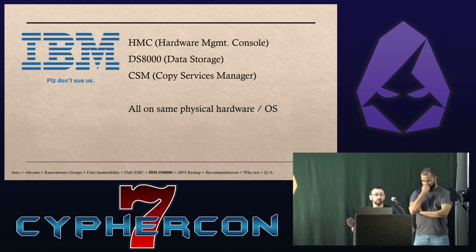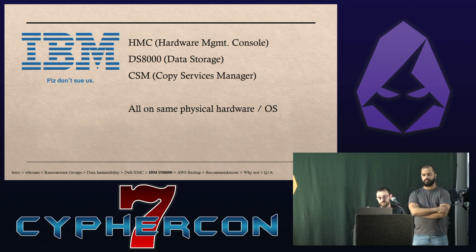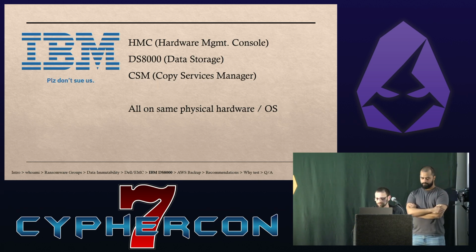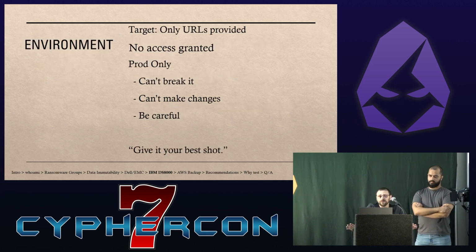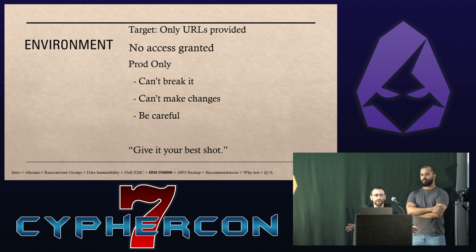Our next solution was IBM. The IBM system is DS8000, runs on a huge appliance called the DS8000 solution, but it's made up primarily of these three applications: HMC, DS8000, the application itself, and CSM. They're all on the same physical hardware, and they run the same underlying operating system, probably Red Hat of some sort. The environment that we were provided was URLs only to those applications, no access, so we were not given accounts of any sort, and this was production.